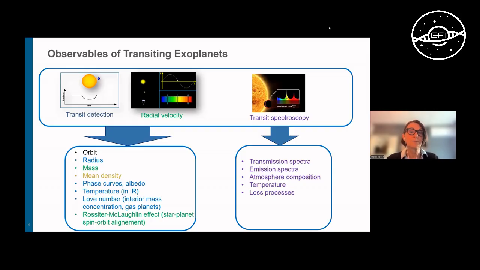In fact, when you make a list of the things that we can learn from transiting planets, from photometric measurements, so intensity measurements, and spectroscopic measurements, the list is quite long.